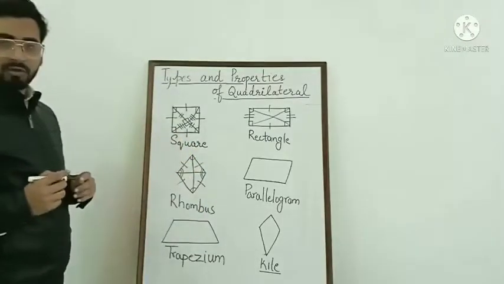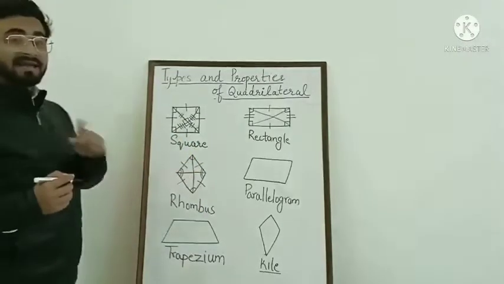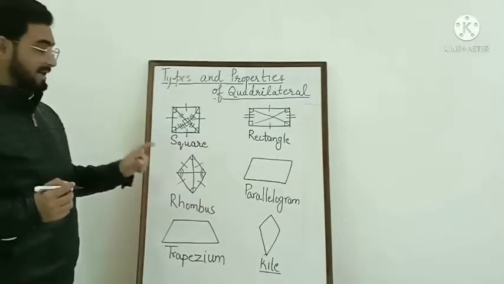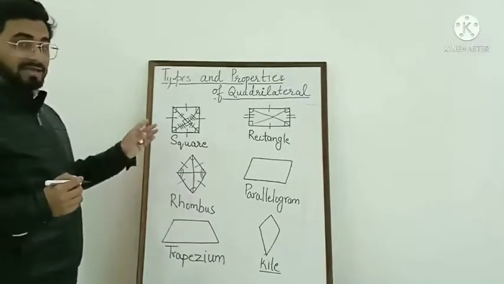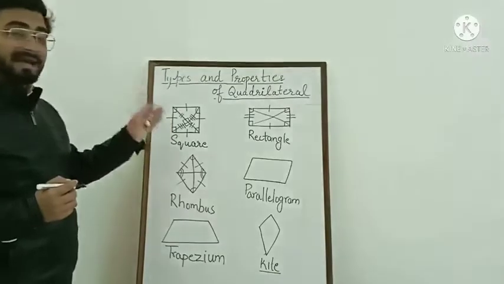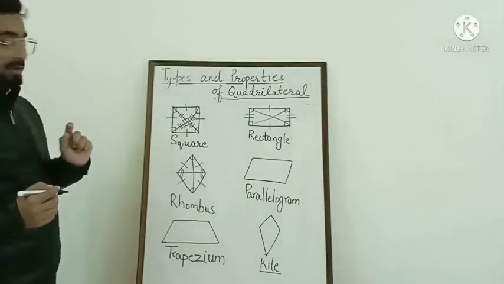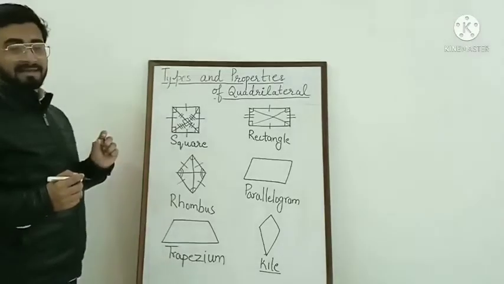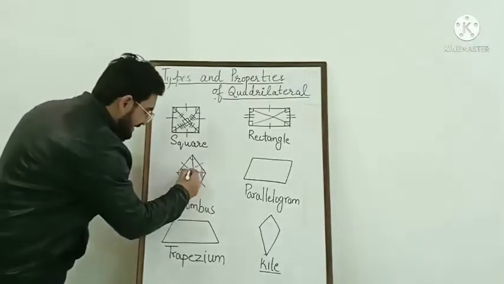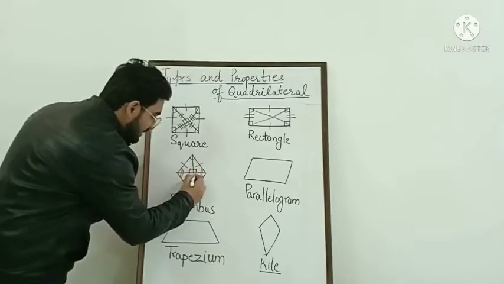Now if we talk about the diagonals of a rhombus, these are the diagonals, this one and this one. Here diagonals are not equal. In a square and rectangle, diagonals are equal, but in a rhombus diagonals are not equal, but they bisect each other perpendicularly.